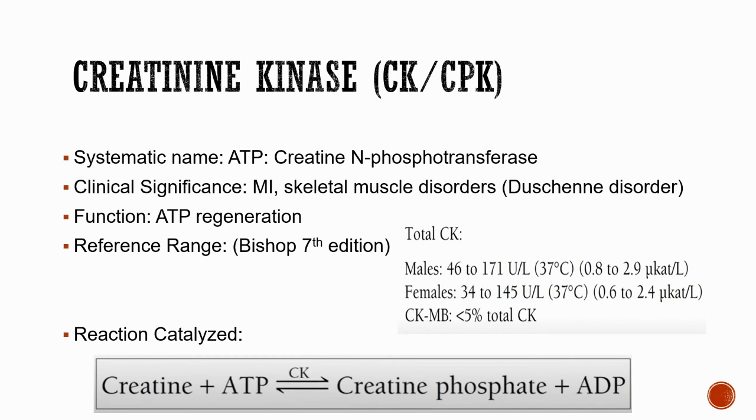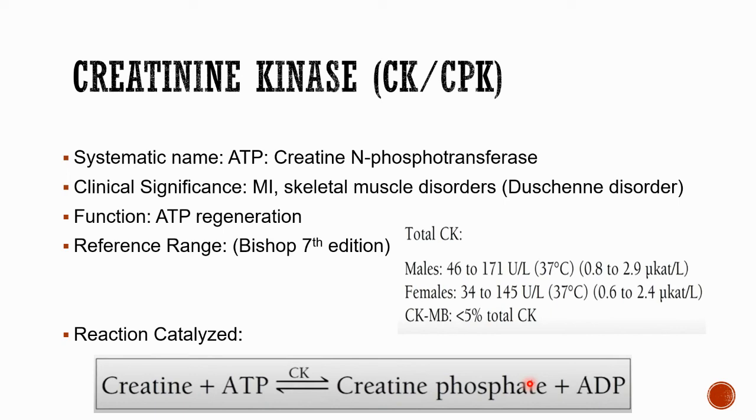So let's move on to different kinds of enzymes. So ito yung mga major clinically significant. Number one, we have creatinine kinase. Ang abbreviation niya is CK or CPK. Okay? So systematic name, creatinine N-phosphotransferase. So clinically significant siya for MI, myocardial infarction, or skeletal muscle disorders, specifically Duchenne disorder. Okay? Ang function niya is for ATP regeneration. Yan, ito yung kanyang reaction catalyzed.